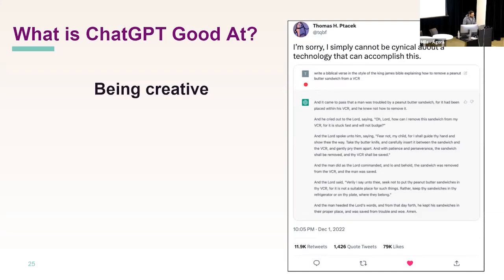Write a biblical verse in the style of the King James Bible, explaining how to remove a peanut butter sandwich from a VCR. And I think this prompt will probably go in a museum somewhere at some point. But the response itself was just, I think this is when the world started understanding, okay, this thing is a bit more than just a mechanical parrot. So I'll read it out, just a few sentences for comedic effect more than anything.